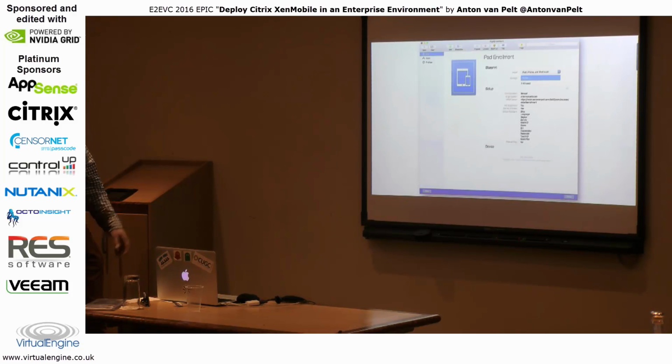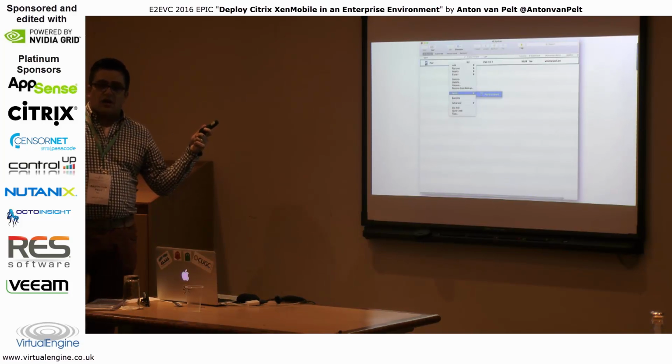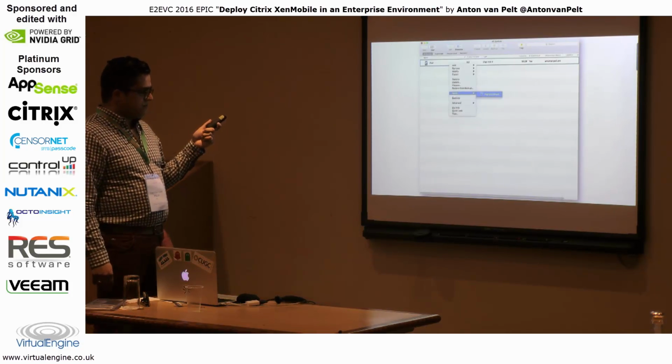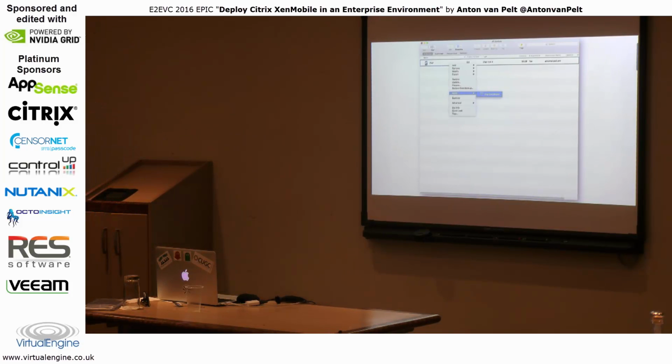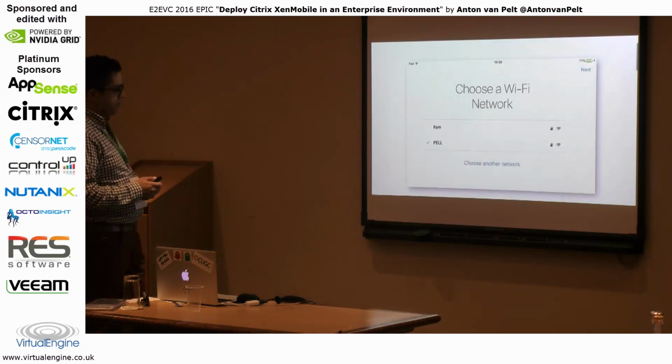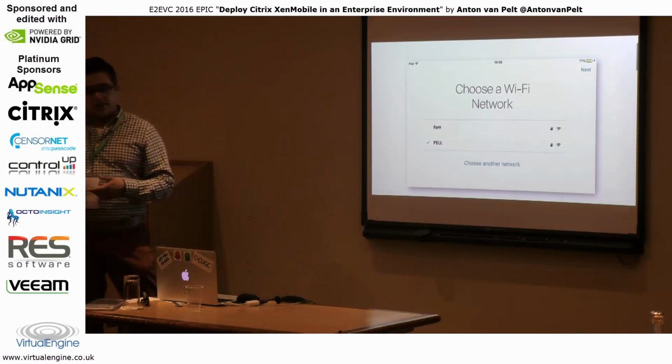So then we have our blueprint with all the settings enabled. We save it, and then we connect the iPad to the MacBook and apply the blueprint to the device itself. As soon as we apply the blueprint, the device will reboot and will use the settings we specified in the blueprint. So you see the Wi-Fi network is selected automatically. It knows the password.